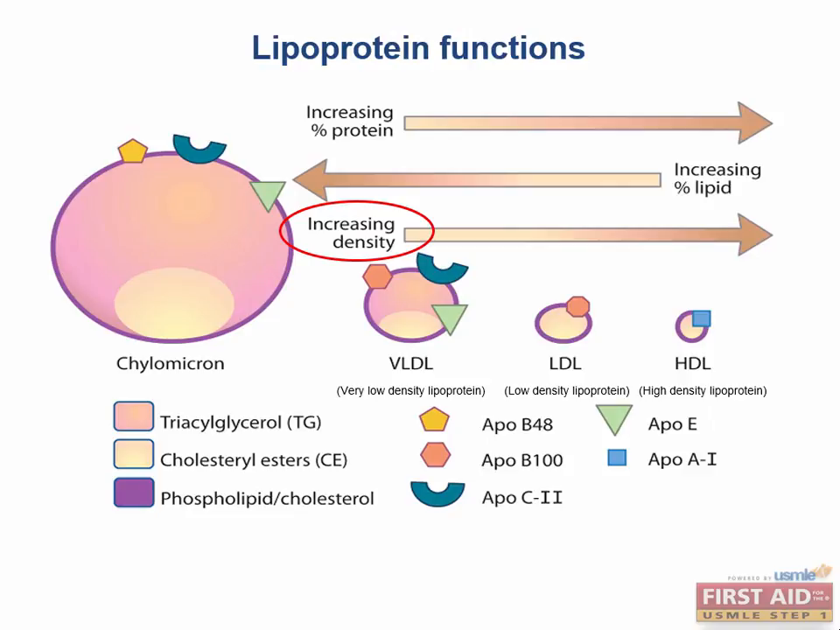In general, the higher density implies more cholesterol and proteins, less triglycerides, and a smaller size. Therefore, chylomicrons and VLDL molecules would have lots of triglycerides and less cholesterol, while on the other hand, LDL and HDL would have more cholesterol and less triglycerides.